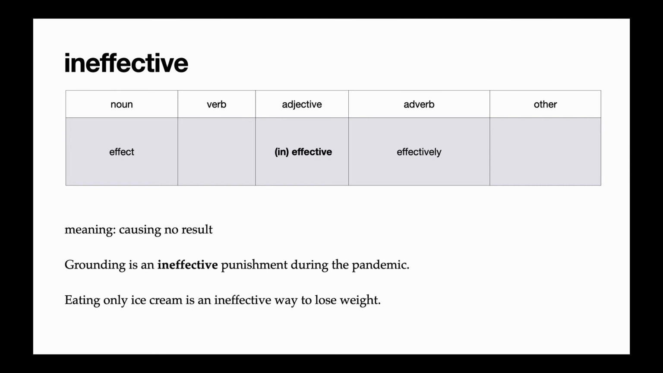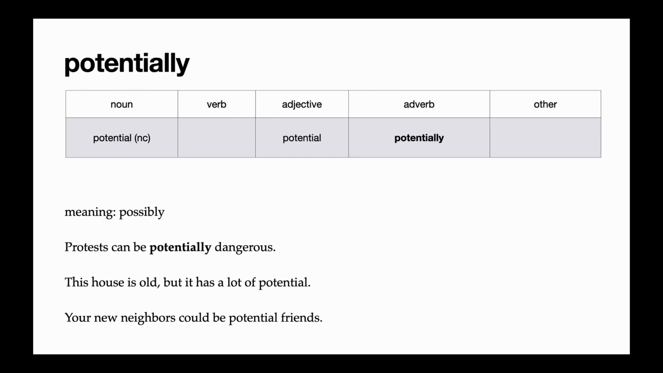Or we could say eating only ice cream is an ineffective way to lose weight, even if we wish it were not true. Potentially is an adverb. We can tell because of the -ly at the end. And potentially means possibly. So we said protest can be potentially dangerous. You might remember from our first grammar lesson that adverbs can describe verbs or adjectives. So in our first example, protest can be potentially dangerous. We see that potentially is describing the word dangerous, which is an adjective. So we're not saying that the protests are dangerous. We're saying they can be possibly dangerous, maybe dangerous.